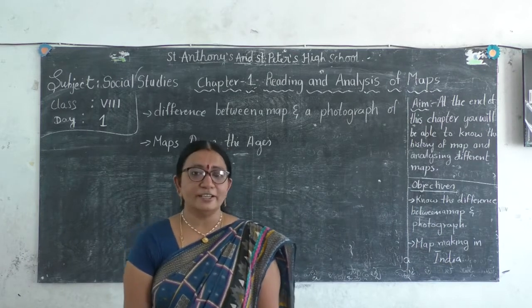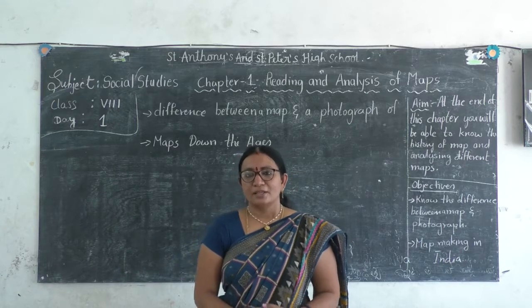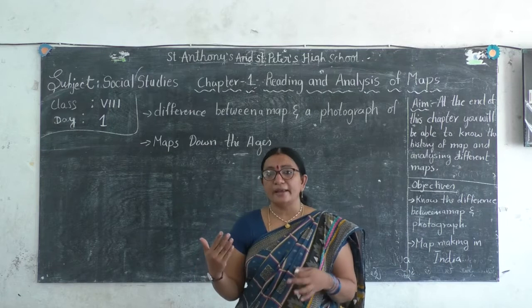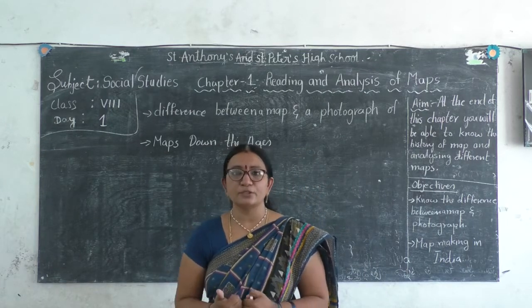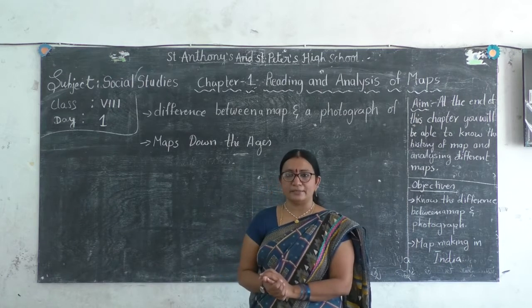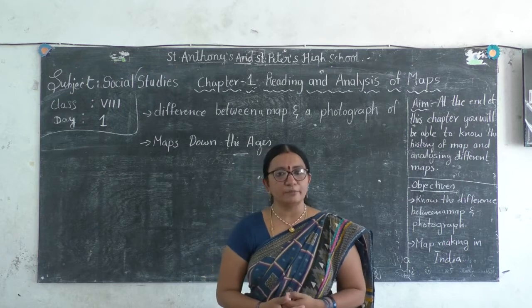Already you have learned a lot about maps in class 6 and 7. So how to read a map, how the symbols are useful, and how different kinds of maps are useful to know different kinds of things about a particular place. How the direction helps, how the distance helps in reading maps.